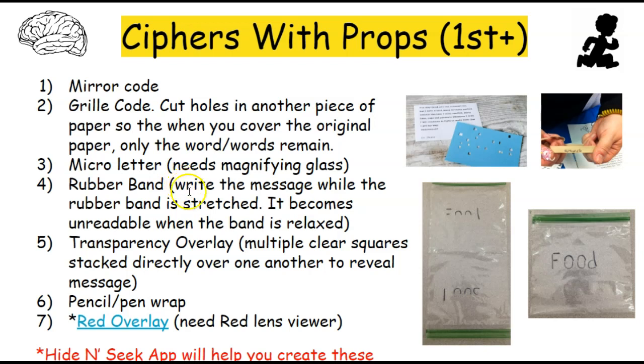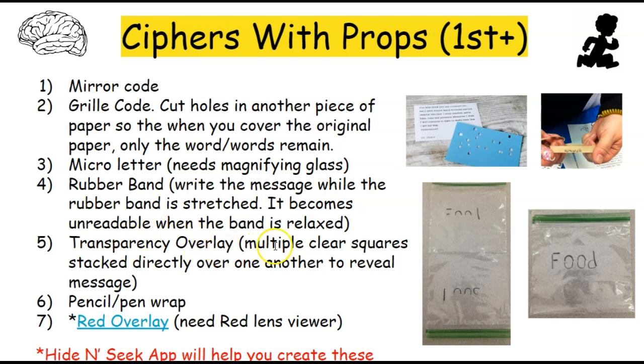A rubber band code, and this is to be used only with a very mature high school level class. That's where you write a message on a rubber band while it's expanded, but it can't be read when it's not expanded, and they stretch it out and they can read whatever it says.